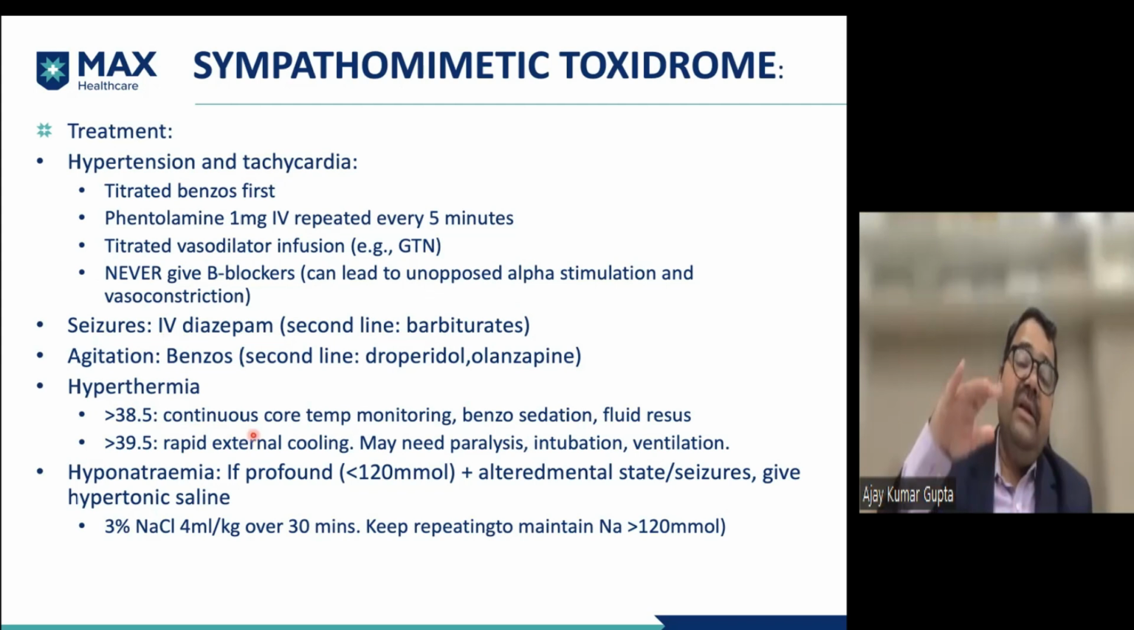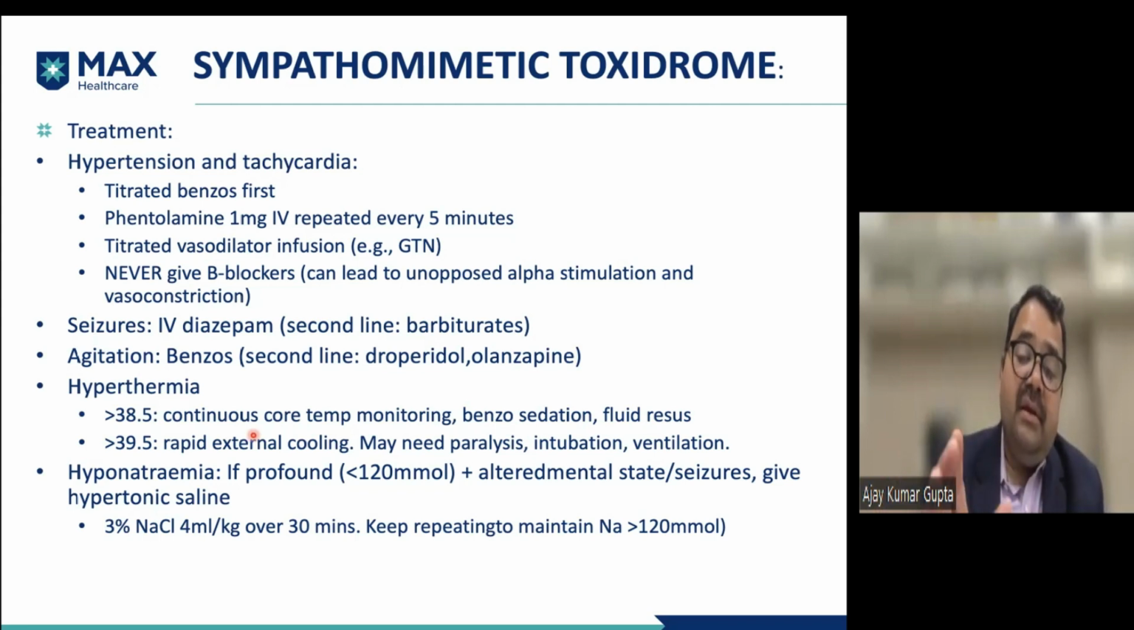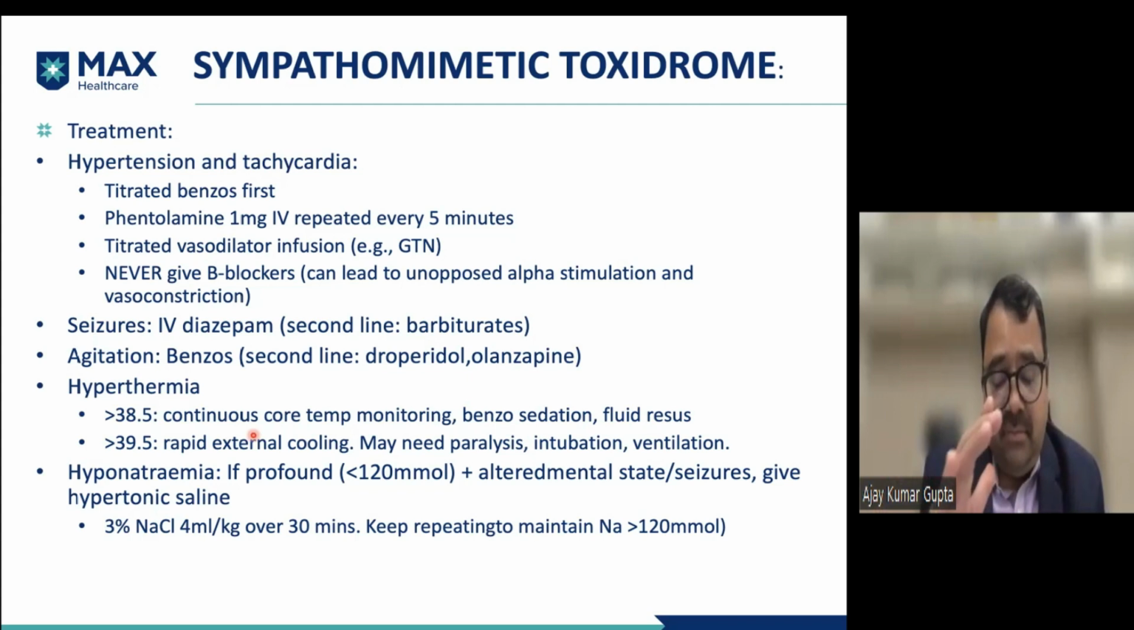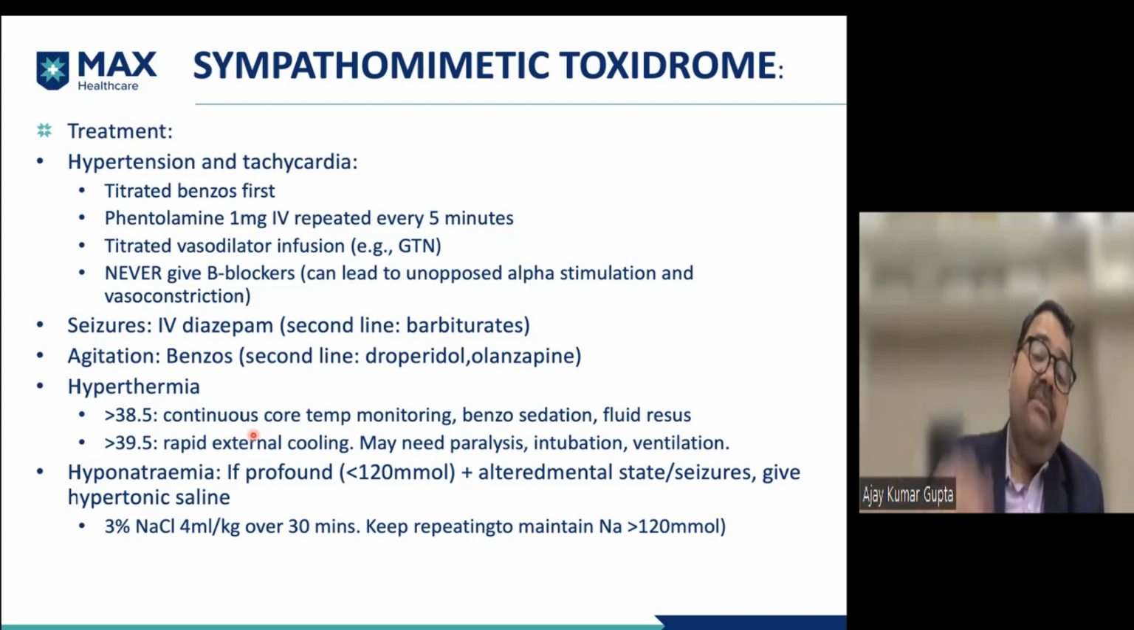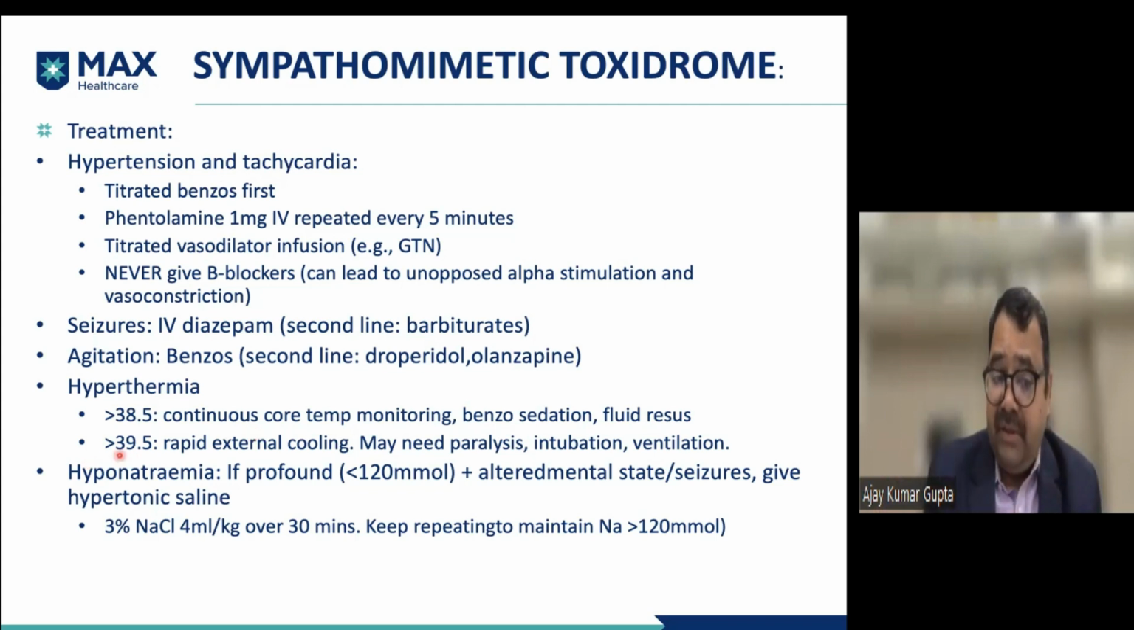And then if it is more than 39.5, only rapid external cooling may be required, because the patient may develop permanent damage if not done. And the patient may require intubation, ventilation, and paralysis if the core temperature is more than 39.5 degrees. And hyponatremia is also found.